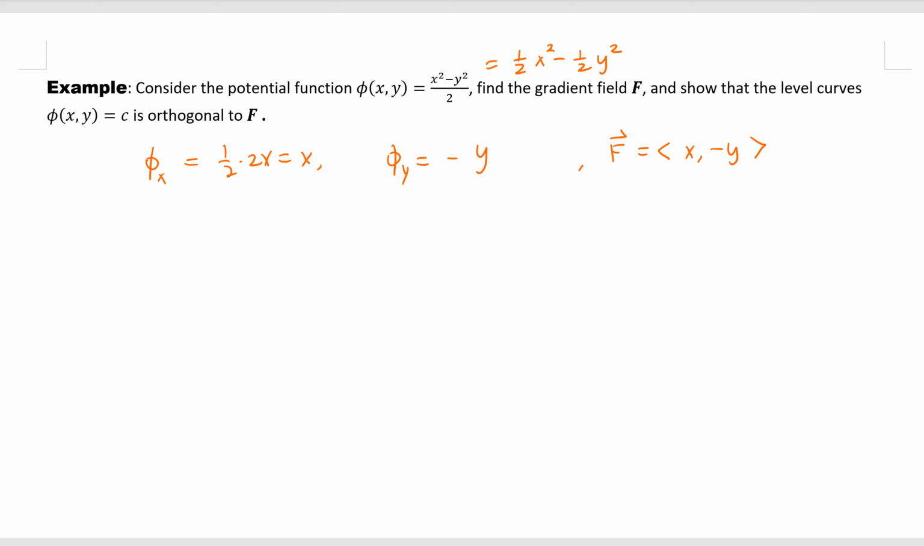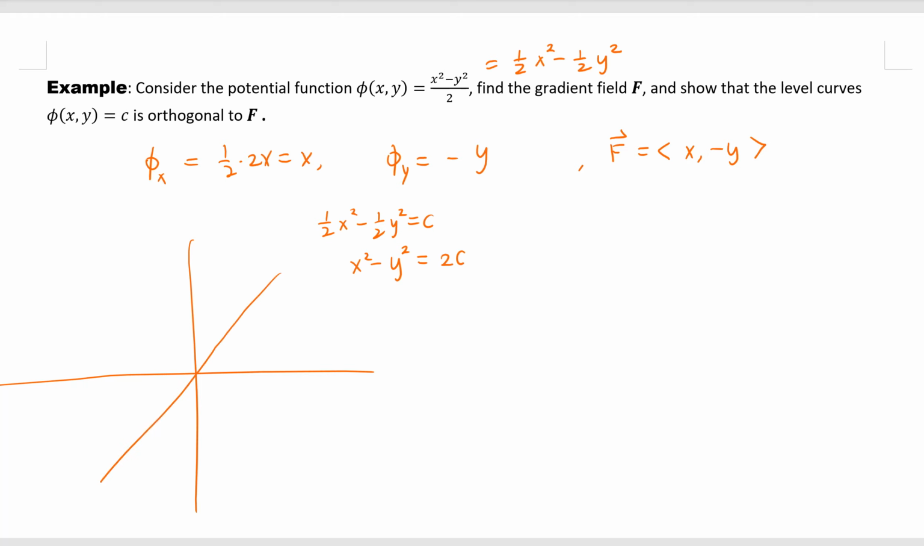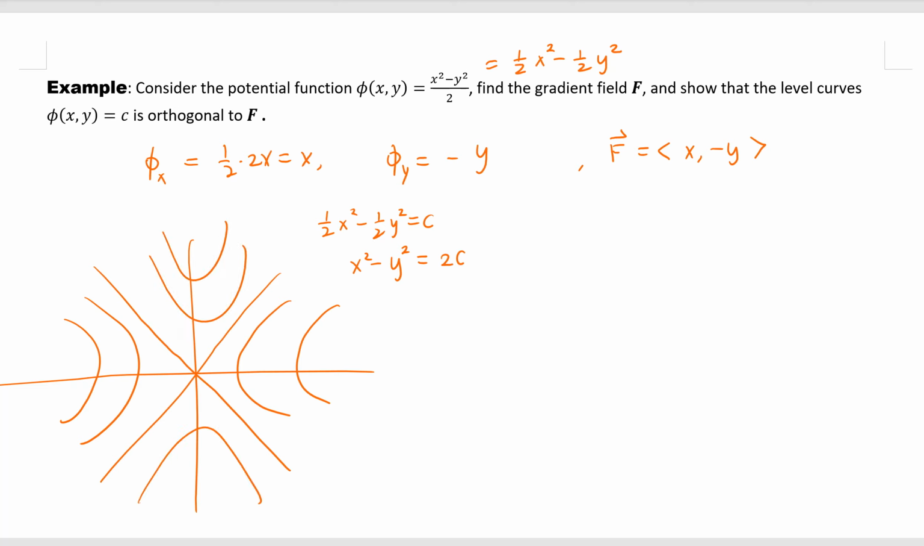Okay, and let's draw the picture. What are the level curves? Well, level curves 1/2 x squared minus 1/2 y squared equals a constant c. This is like x squared minus y squared equals 2c. Well, c is any constant, right? If c is 0, you just get the two lines, right? If c is positive, then we get some hyperbola. If c is negative, we also get some hyperbola. Can you imagine, everybody?